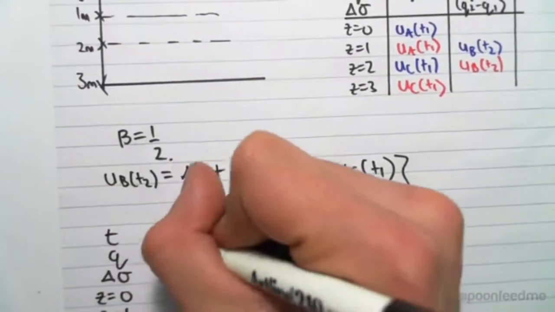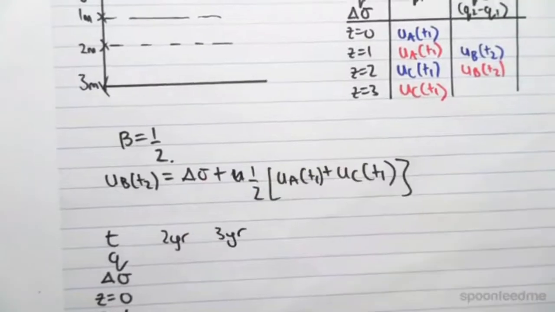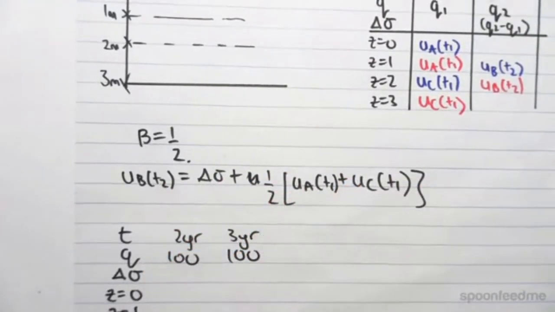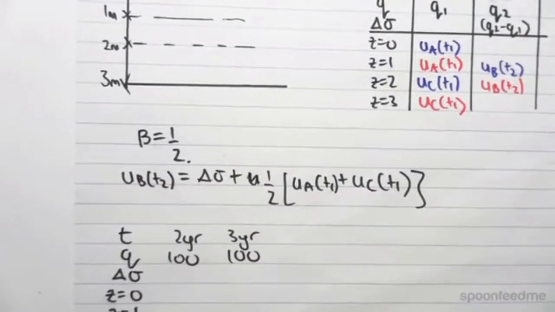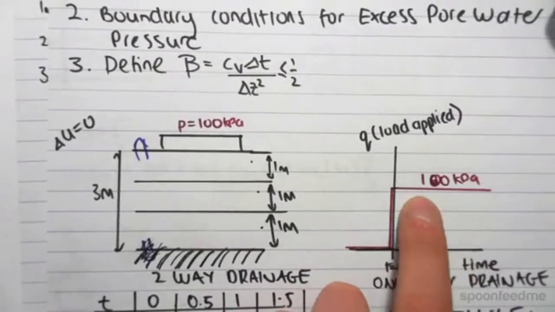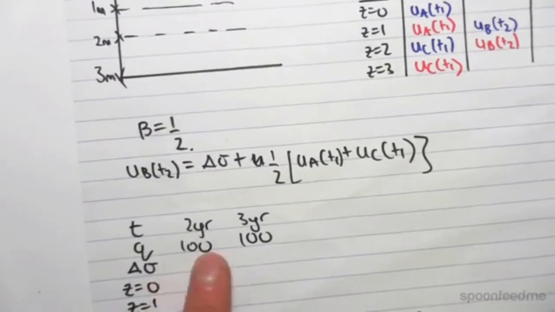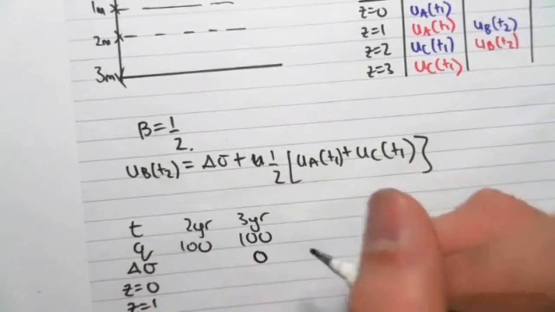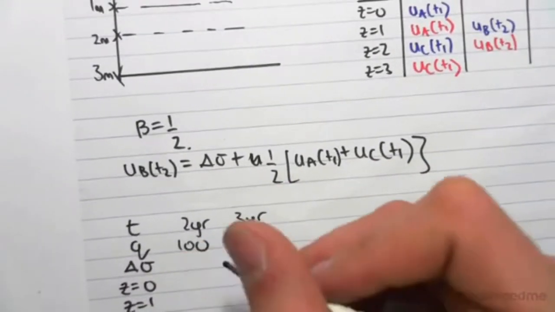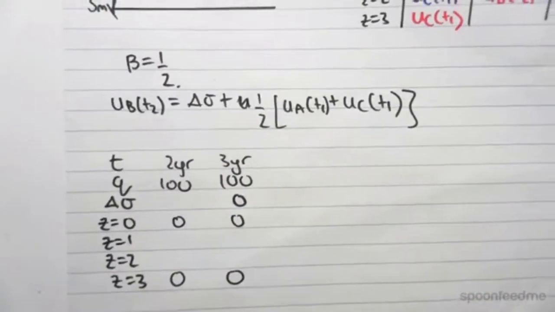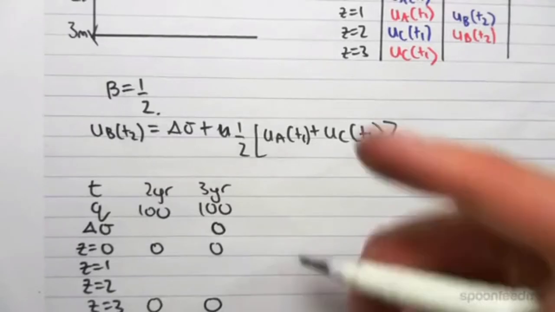So say we're looking at 2 years and 3 years. Say the applied stress is 100. So this is just like the previous video where the stress was not changing. So we saw this in the previous video here. The stress was not changing at any point. So it's a consistent 100 kPa, which means that at year 3, the change in stress will be 0. It's 100 minus 100. We would have some boundary conditions which I'm just going to make up. So say these are both 0 and 0 down the bottom over there. So let's just rule this off.